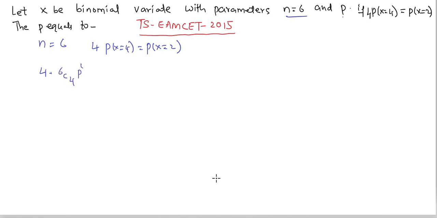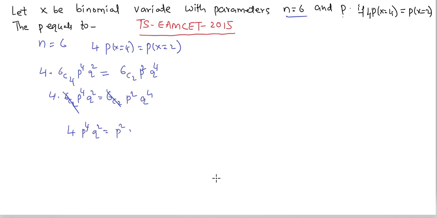So 4 into P of X is equal to 4, that is 6C4 P to the power of 4 Q square, is equal to 6C2 into P square into Q to the power of 4. So that is 4 into 6C4. 6C4 is equal to 6C2. We know that nCr is equal to nC(n minus r). That is 4 into 6C4 P to the power of 4 Q square is equal to 6C2 into P square Q to the power of 4. So 6C2 cancelled.